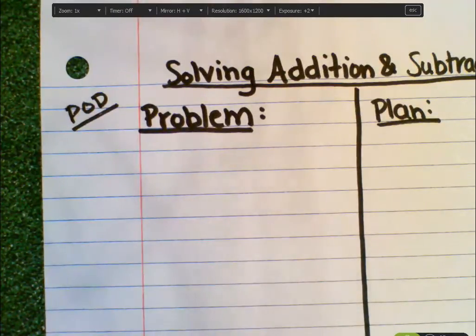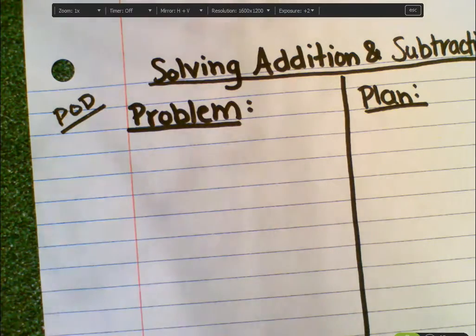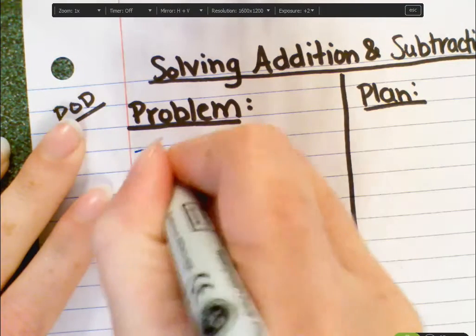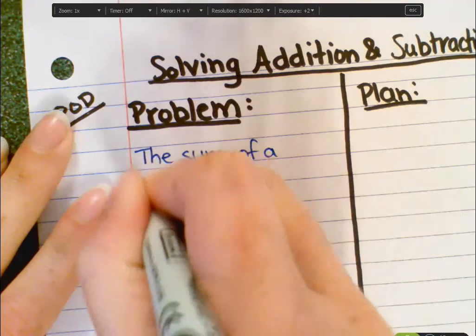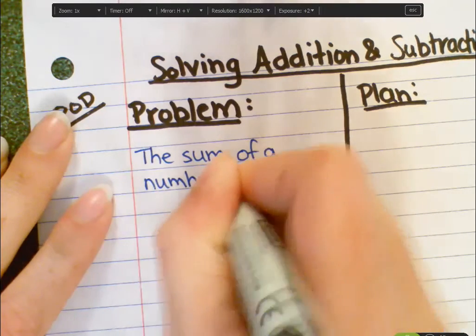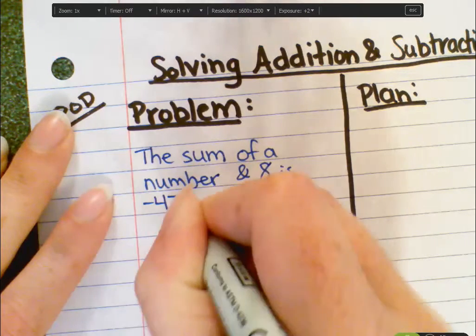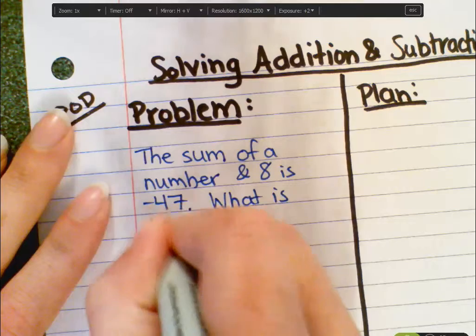If you were following along in the textbook, it's going to be on page 126, number 40, and I'm actually just going to write the problem down here for you. Grab a different color. Keep it a little interesting. So it says the sum of a number and 8 is negative 47. What is the number?